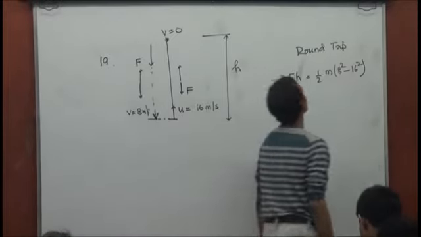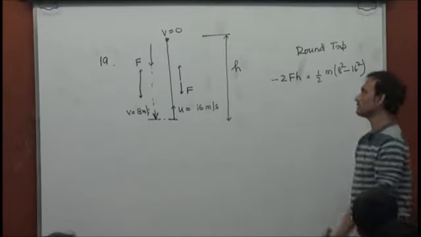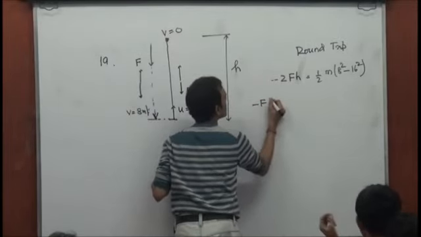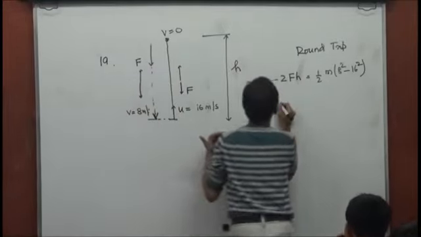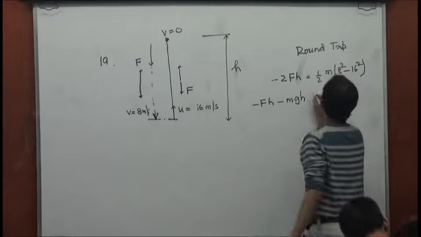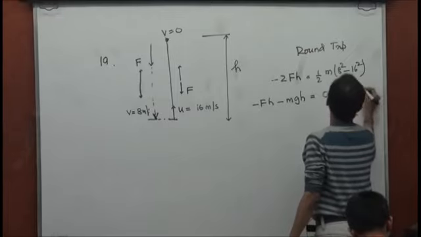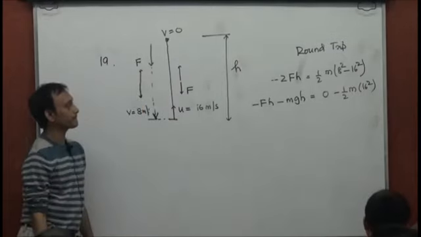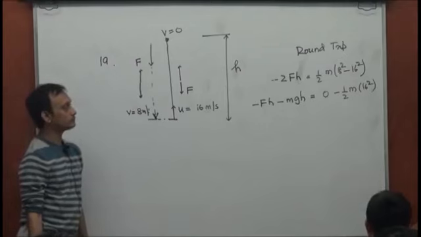Now, when it's only going up, right? When it's only going up, then minus F into H is the work done by the air resistance. Work done by gravity is going to be minus mgh, right? And this must be the change in kinetic energy. So 0 minus half m into 16 squared. Yes or no?